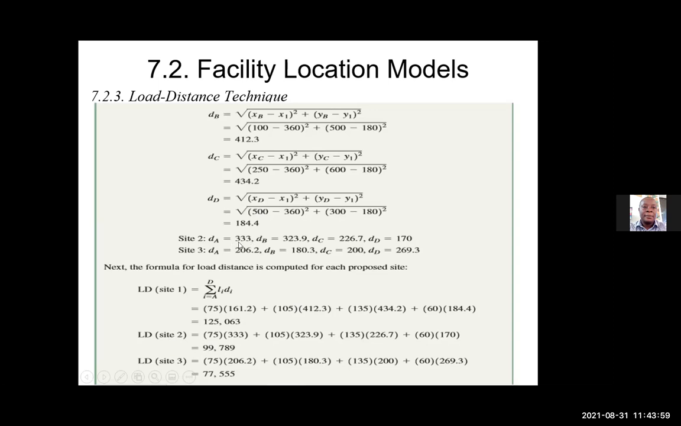Site two, remember these are the figures. So for supplier A, the load there is 75 multiplied by the distance, which is 333. For supplier B, the load there is 105, just like this one, 105 multiplied by the distance, which has been calculated as 323.9. And then supplier C, 135 times the distance, load times distance, and that will give us a total of 99,789. We do the same for site three, and we have 77,555. So which of them is the least?